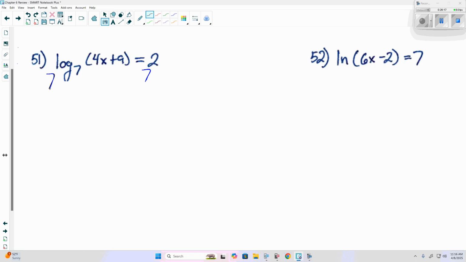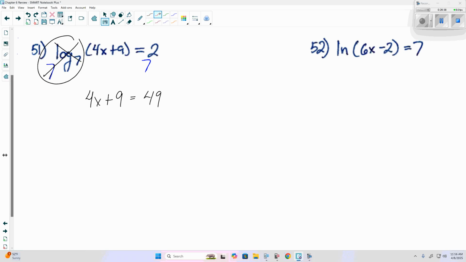Yes, because log base 7 to the log base 7 is going to cancel, leaving us with what's inside, 4x plus 9. 7 squared, 7 to the second power, is that a nice number? 49. Questions on this so far? Solve for x. We're going to subtract 9, telling us 4x is equal to 40. Divide by 4, telling us x is 10.